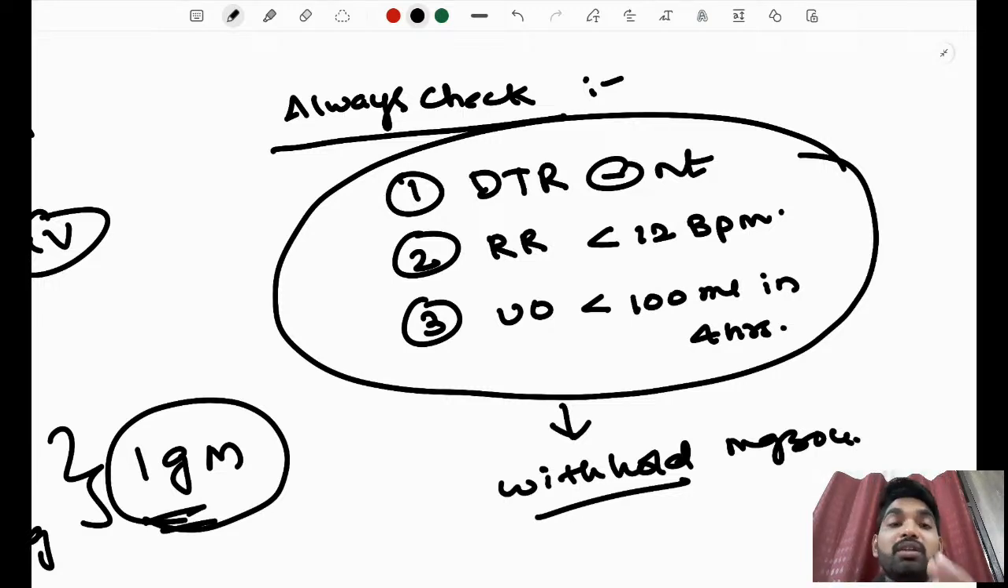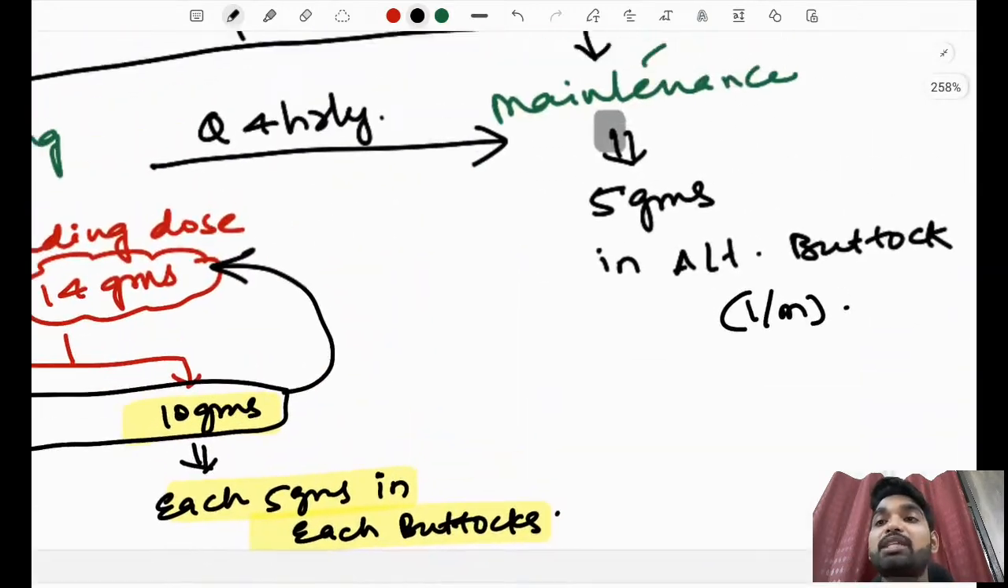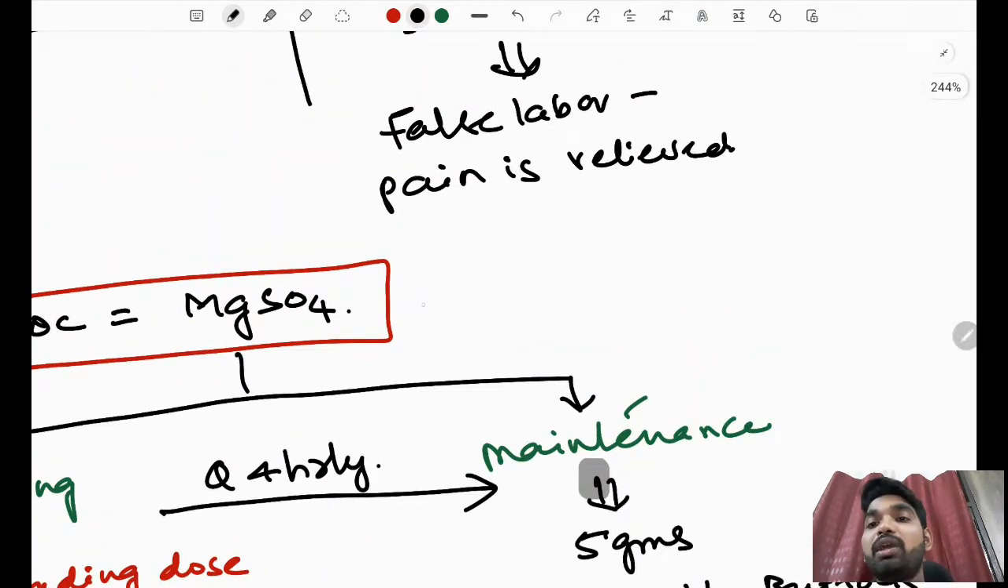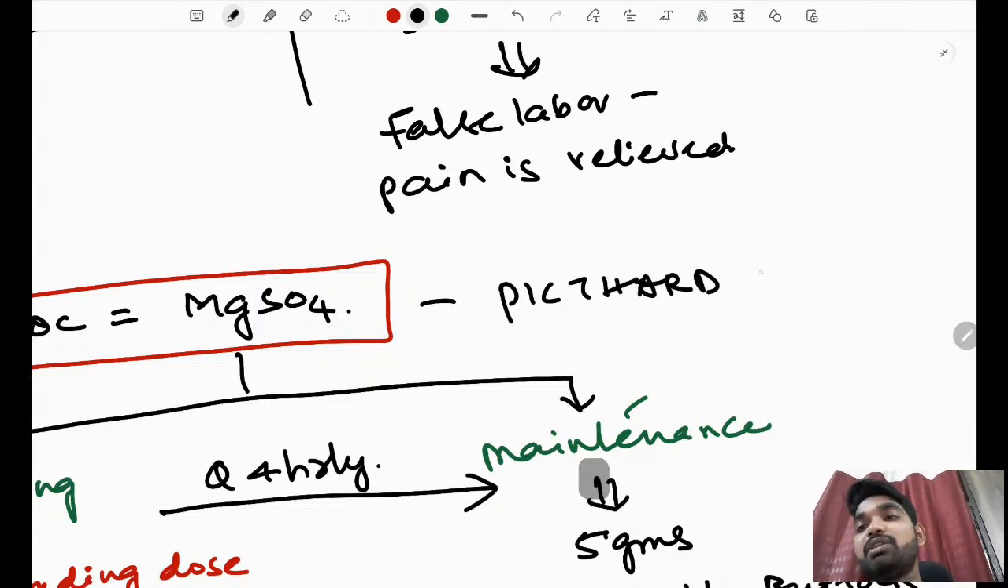So what I have told so far is called the Pritchard regimen, which is followed for magnesium sulfate in case of eclampsia clients. I want all of you to have this Pritchard regimen on your fingertips. Don't answer it as milligrams. Again I am telling you, most of you tend to make this mistake.